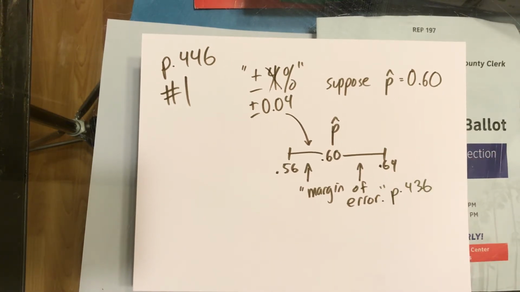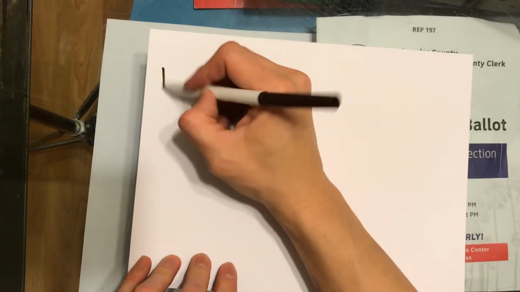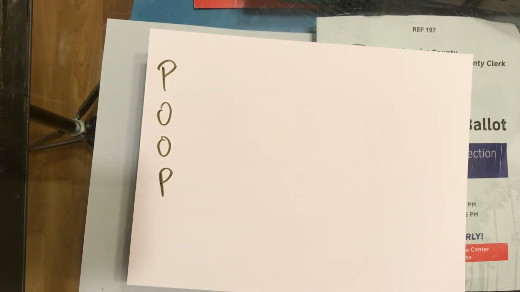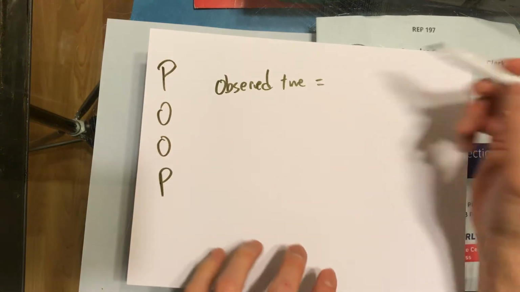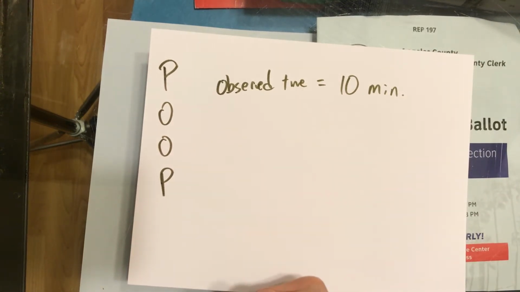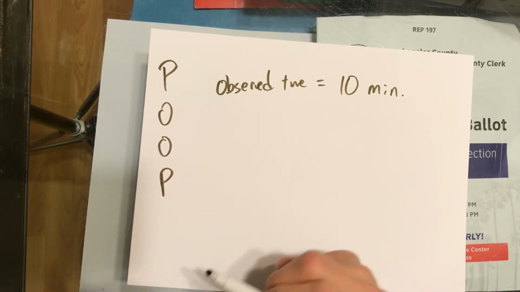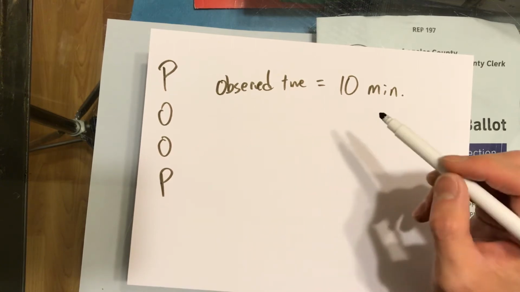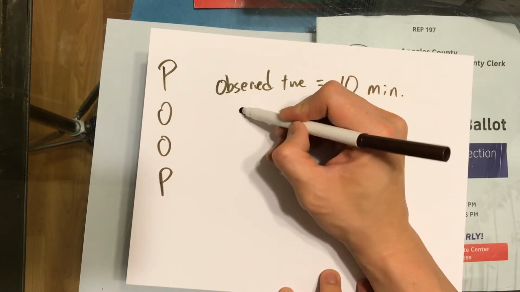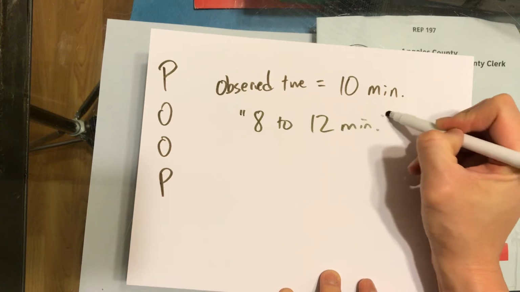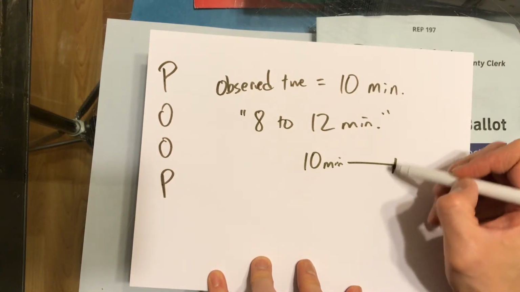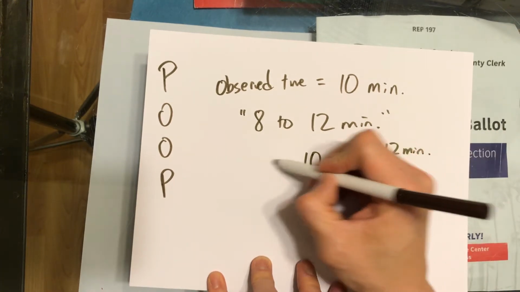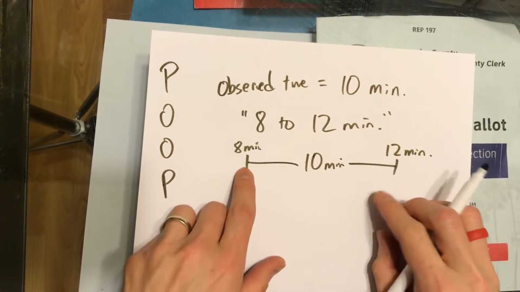Page 436. Okay, so let's go back to our poop example. So let's say your observed time to go number 2 is 10 minutes. And your nosy AP statistics teacher asks you, how long does it take for you to go number 2? In your mind, you're thinking 10 minutes, but you don't want to say that, right? So you kind of give a range. It's kind of embarrassing. So you tell your statistics teacher 8 to 12 minutes. So what you just did is you observed 10 minutes, but you said, I don't want to say exactly 10 minutes, so I'm going to give an interval. There's that I word again. Of 8 to 12 minutes.